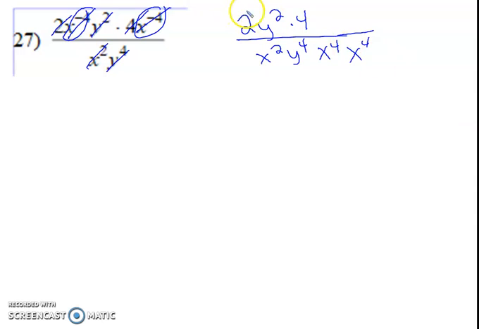Now, I always start with coefficients. Is there any other things I can simplify with that too? Nope. Oh, yes there is. Just kidding. 2 and 4 is 8. So let's rewrite this. 8y squared over x squared, y to the 4th, x to the 4th, x to the 4th.